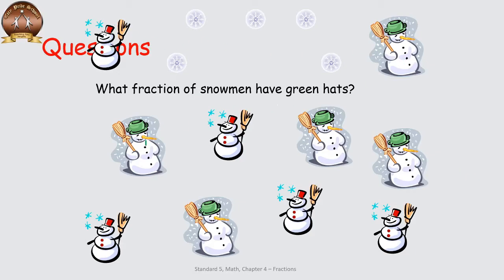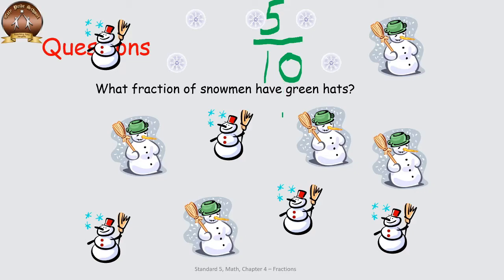1, 2, 3, 4, 5, 6, 7, 8, 9, and 10. So what is the total number? Total number is 10, which becomes the denominator. Now, if you count the green snowmen, then they are 5. So 5 upon 10 is the fraction of the snowmen having green hats.